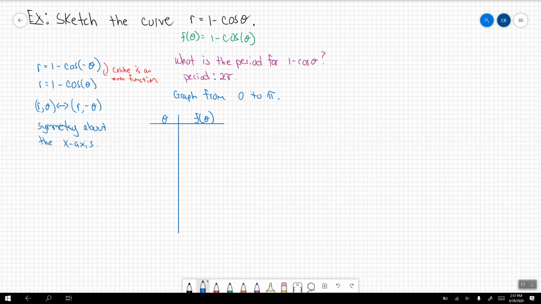So I want to go through some values to start seeing what's going to occur. Naturally the first one is going to be 0, so I'm going to choose 0 here. When we substitute 0 into our function, cosine of 0 should be 1, so 1 minus 1 is going to get me 0. Again, what I did was substitute in cosine of 0.